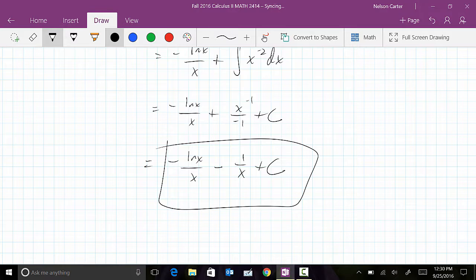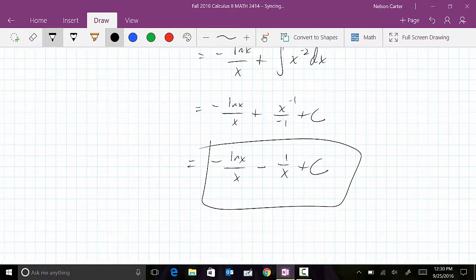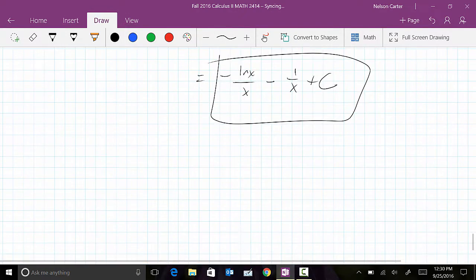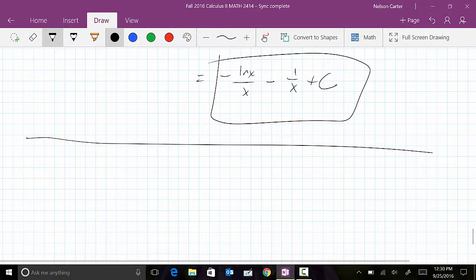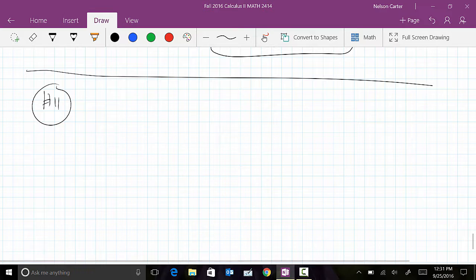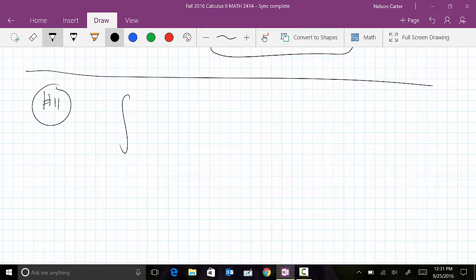All right. Let's try another one. How about number 11? All right, these are getting a little bit harder. That's okay. Number 11. This is the integral of x times e to the power 2x, all divided by 2x plus 1 all squared, dx.